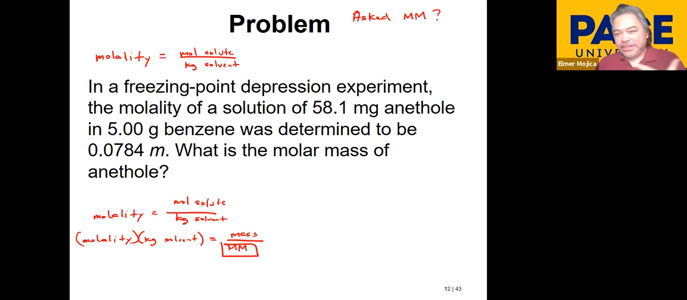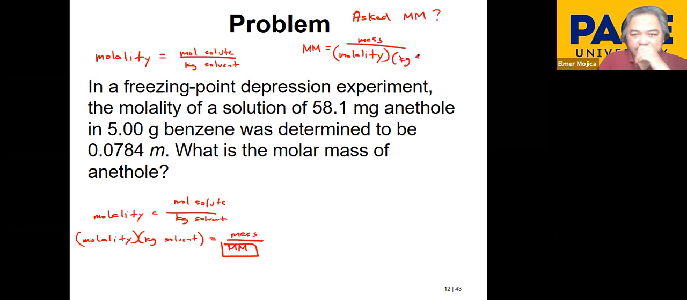So if we're going to break this down into just one straight equation, what will happen? I'm going to move molar mass to the other side, and then I'm going to put the mass here, and then the molality times kilogram solvent. So that's the one-shot way of solving this. But there's another way, the step-by-step way.